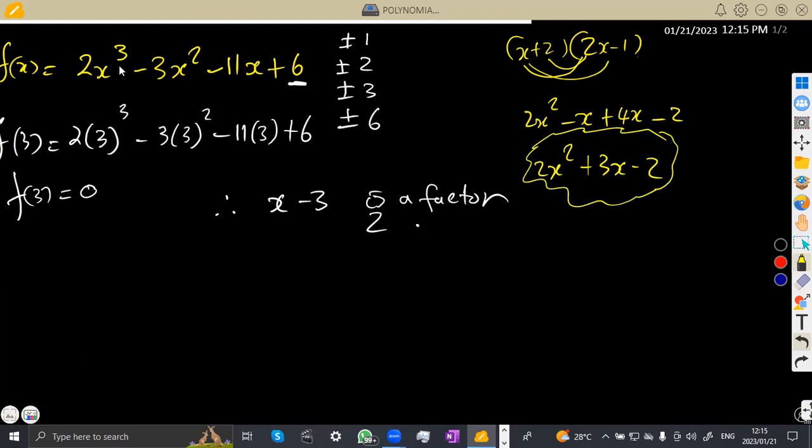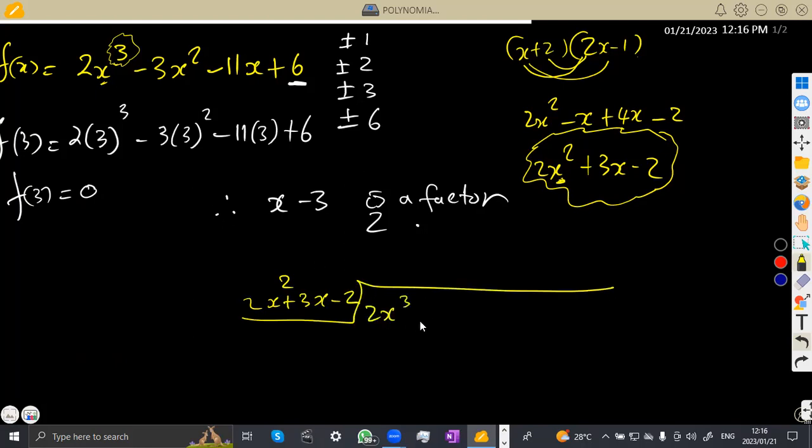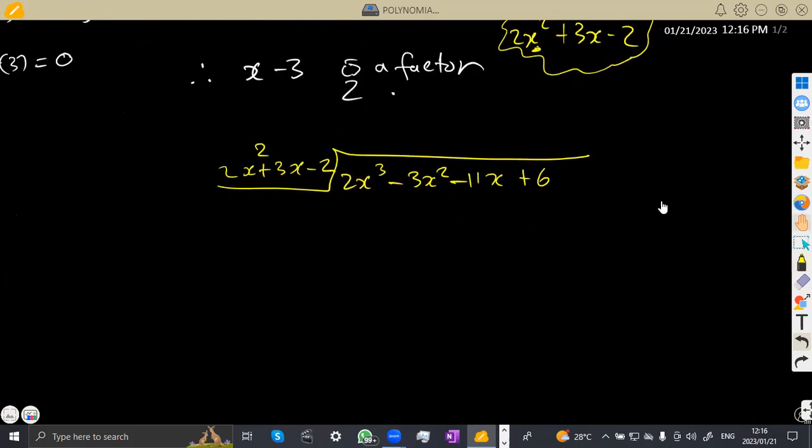Remember, this is a cubic expression. So if you divide a cubic expression by a quadratic expression, you obtain a linear expression. Remember that, guys. So what you're going to do now is to apply your long division. You are dividing 2x squared plus 3x minus 2 into the whole of this expression, which is 2x to the exponent of 3 minus 3x squared minus 11x plus 6. So you're now back on that long division that I explained before.